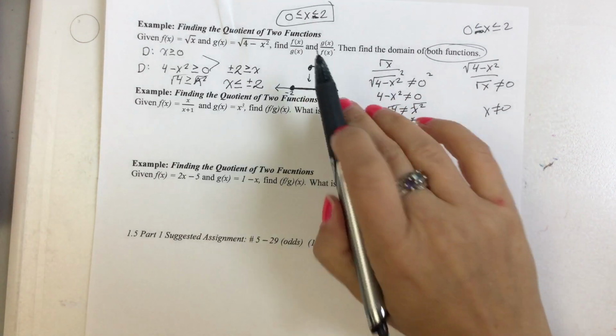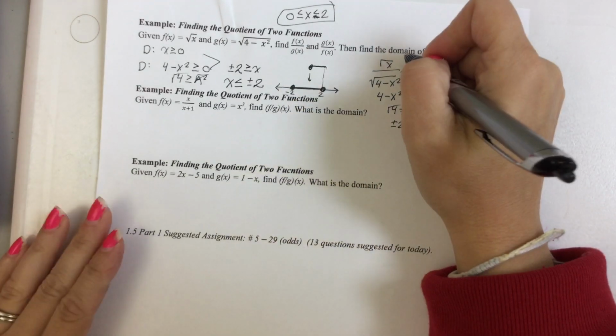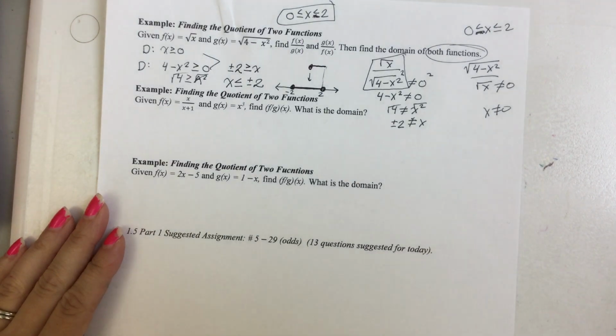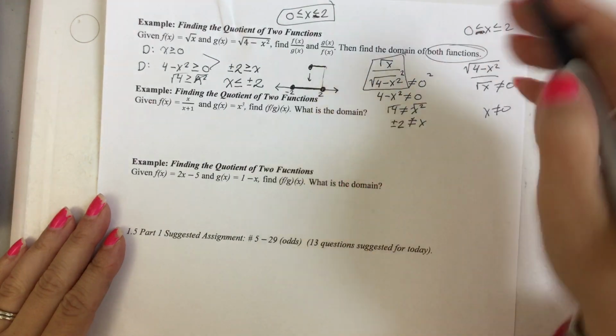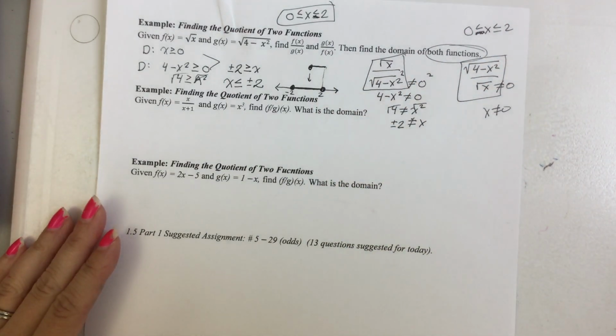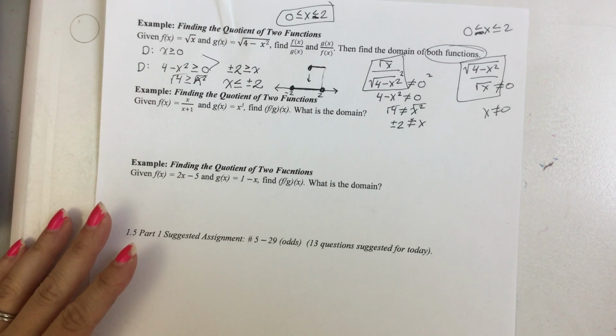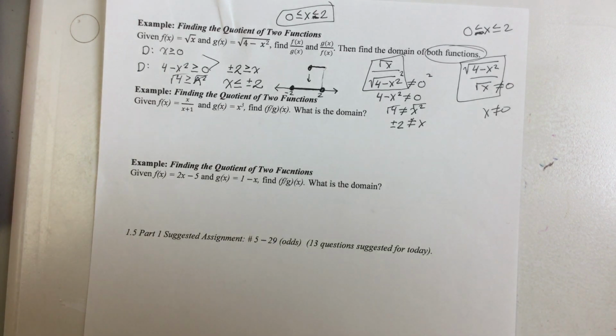When you're finding the new functions like f of x over g of x, you're simply just putting one function over the other function. If this is g of x over f of x, you're just putting one function over the other function. That's it. Okay, let's look at the next one.